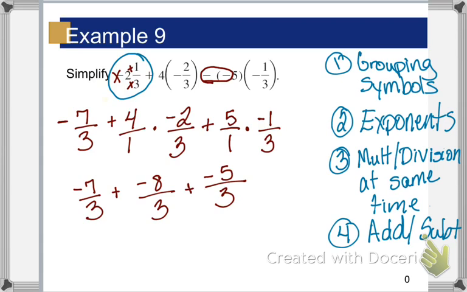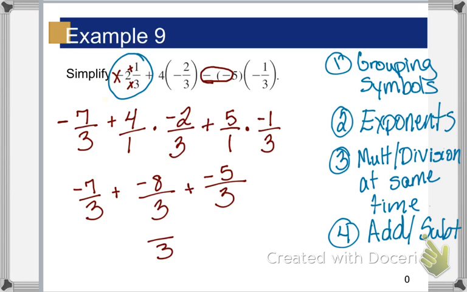Now, I have a hopefully somewhat nice addition. When I am adding fractions, I have to have a common denominator. And what do I do with the numerators? Add them up. You're absolutely right. So negative 7 plus negative 8 plus negative 5. Does that give me negative 20? Yes. I hope it does. Yes, I heard somebody say yes.